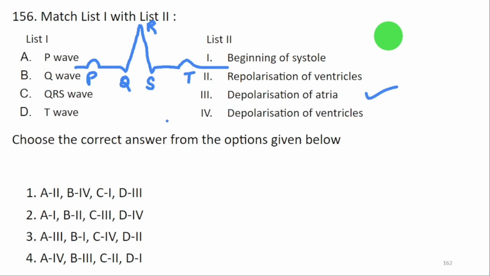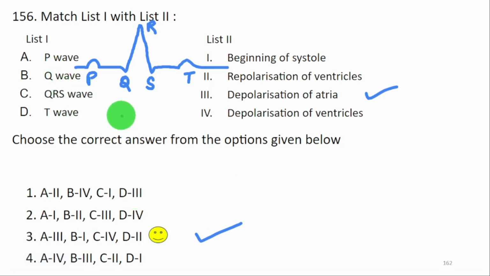A is 3. Where is A3? So luckily A3 is only in option 3. That means we have our answer. Yes, so we have the answer. But still we will confirm other options also.